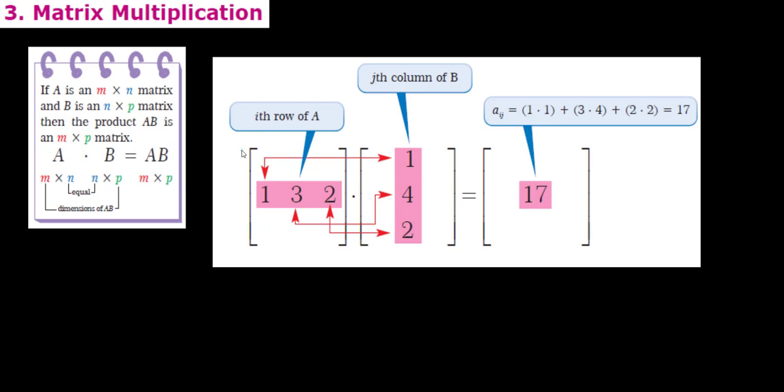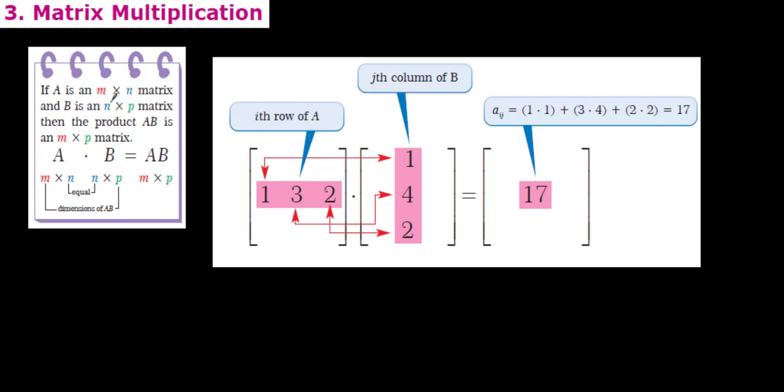Hi dear students, in this video we are going to study matrix multiplication. In matrix multiplication we have one important criterion. If we have an m times n matrix, then the second matrix should be n times p, which means that the column number of the first matrix should be equal to the row number of the second matrix.